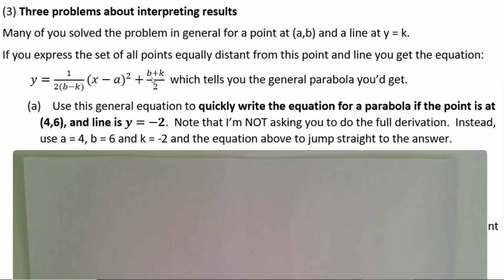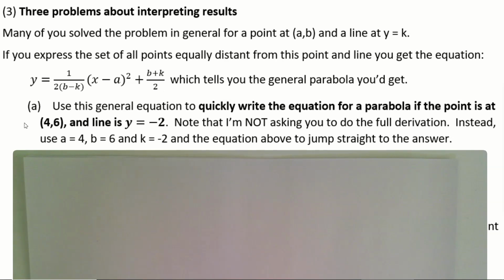And look what we're doing. We're doing b plus k over 2. b is the y-coordinate of the point. k is the y-coordinate of the line. This is how you find an average. So we're saying literally the y-coordinate of the vertex is the average of b and k, which is halfway between b and k. So that all matches.